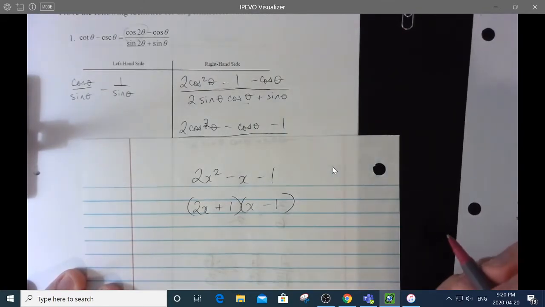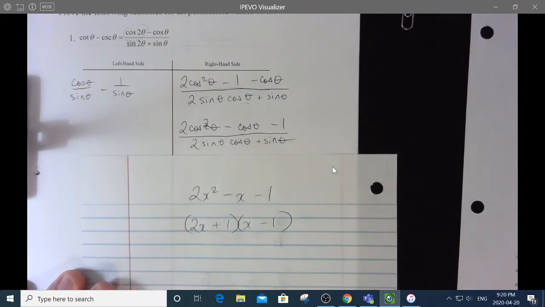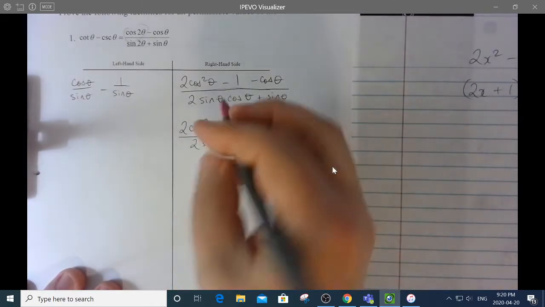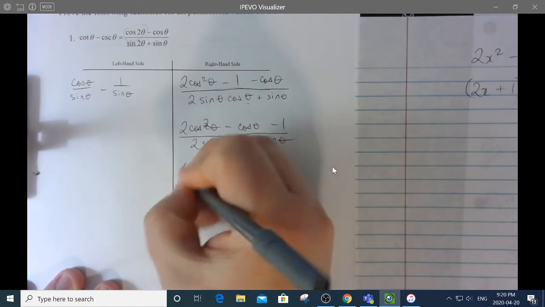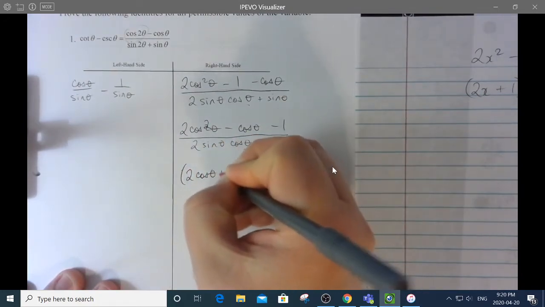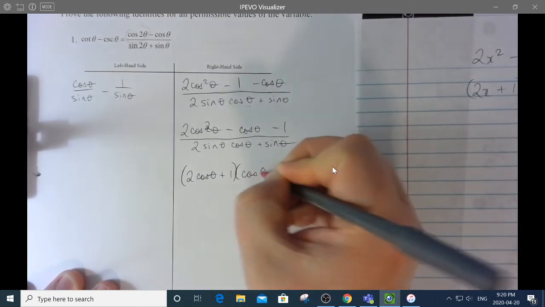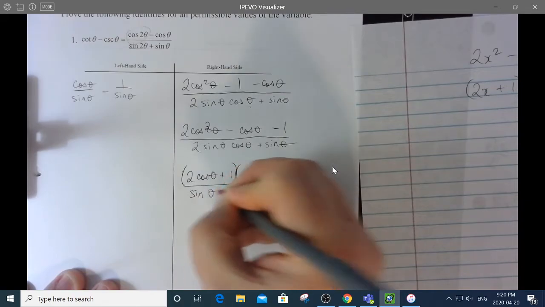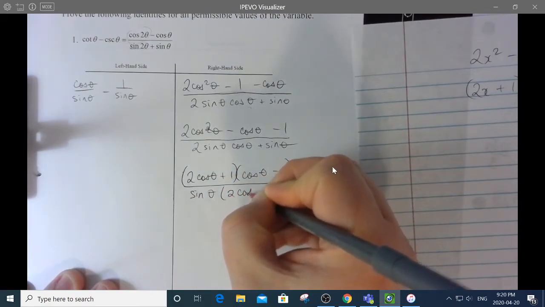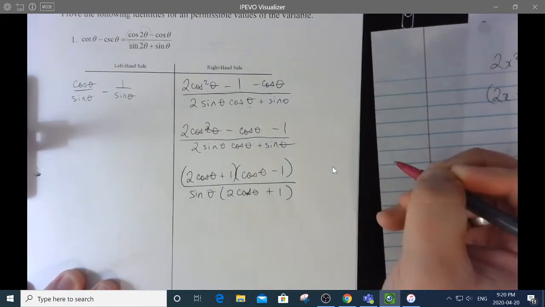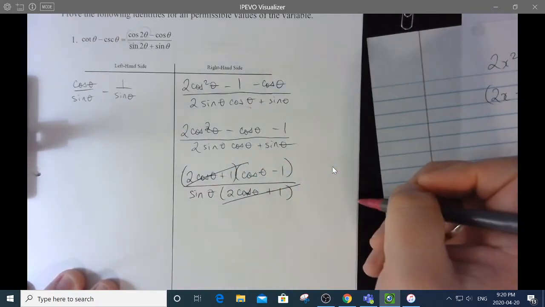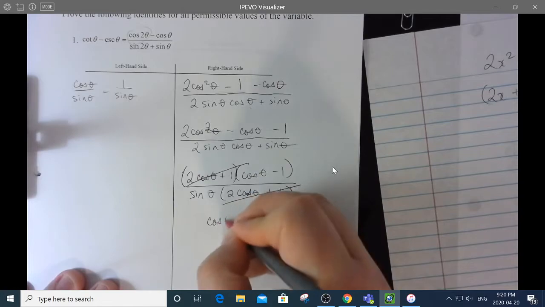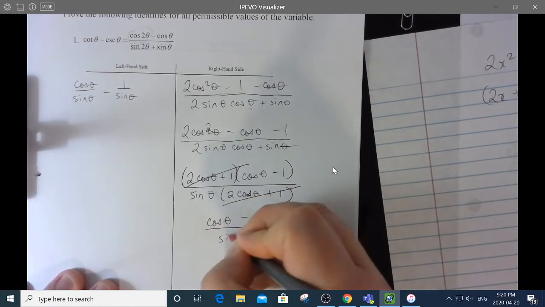Only with cosines. And on the bottom, notice what you can do there? You can factor sine out of those two things. So I'm going to do those two things. I'm going to change this into a factored form of 2 cos theta plus 1 cos theta minus 1. And on the bottom, I'm going to factor out sine theta, leaving me 2 cos theta plus 1. Hey, those two factors cancel. And I have cos theta minus 1 over sine theta.